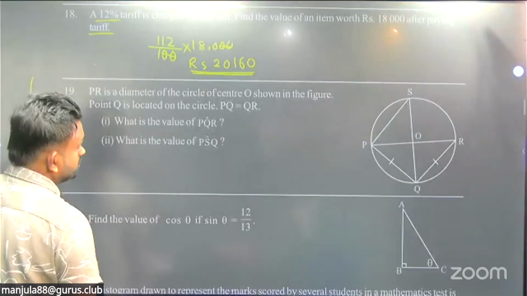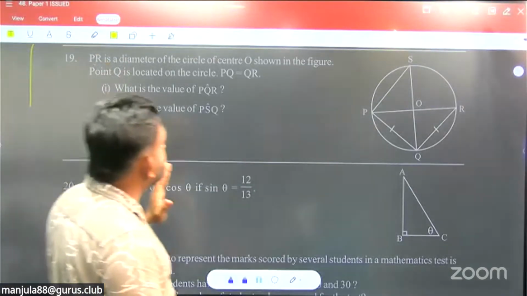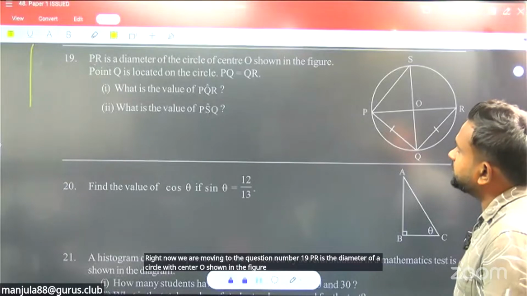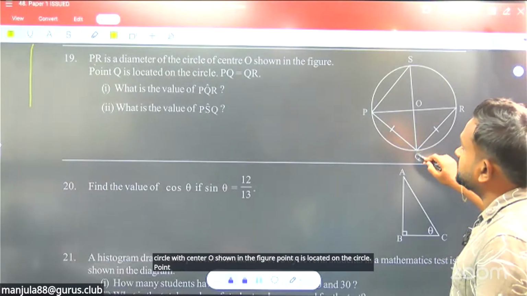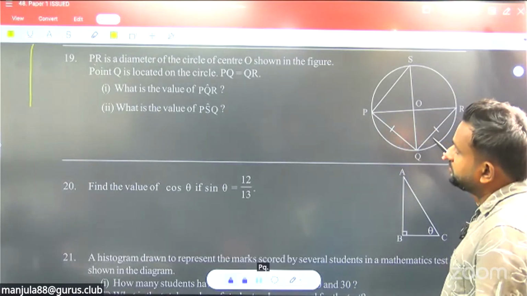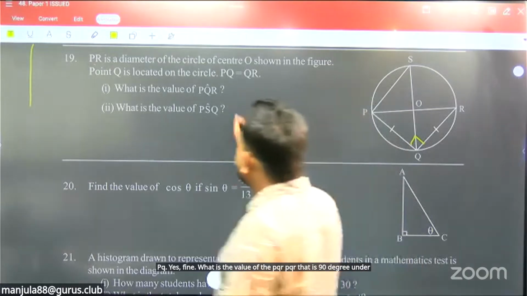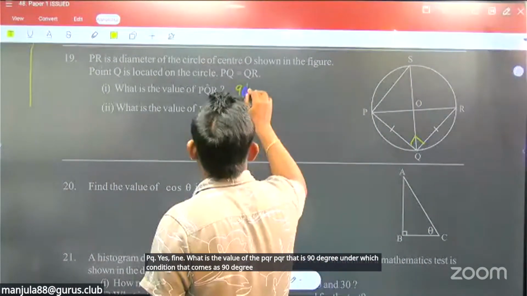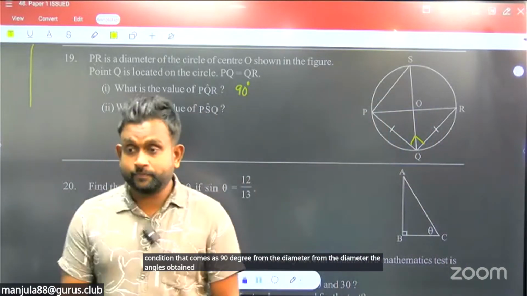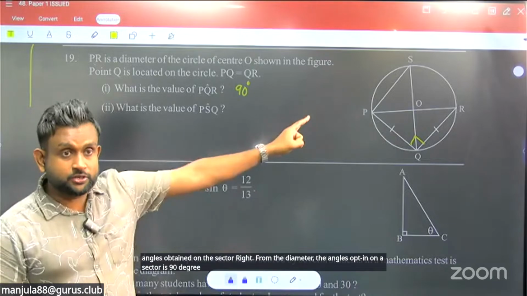Right, now we are moving to the question number 19. PR is a diameter of a circle with the center O shown in the figure. Point Q is located on the circle. PQ equal QR. Yes, fine. What is the value of PQR? PQR, that is 90 degree. Under which condition does that come as 90 degree? From the diameter, the angle obtained on the circumference is 90 degree. That is the condition, okay?